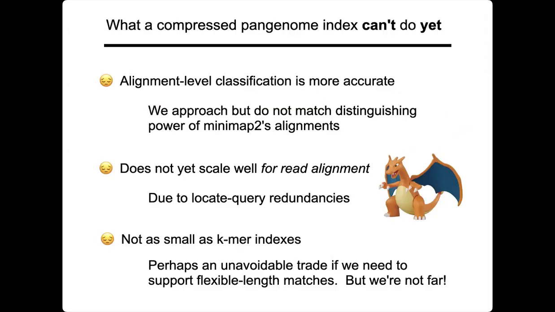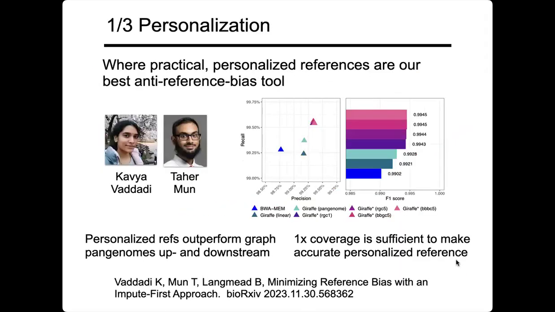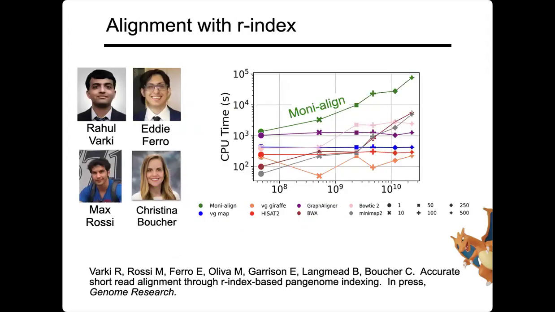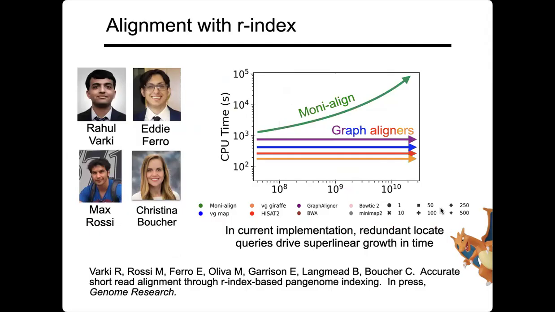Well, we're still not to RSR. It's for a rather technical reason, and rather than go through these bullets, I'm actually going to skip all the way ahead, sorry, to a picture that I have later. I'm going to skip back to this in a moment. So we do have work together with Christina Boucher and Max Rossi and others where we have implemented an R-index based aligner. It's very similar in its interface to BWA-MEM, for example. And what we find though is that it's not yet competitive on how its speed scales with pangenome size.